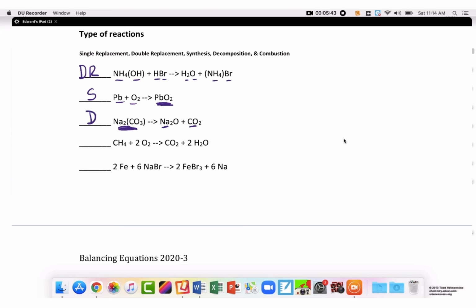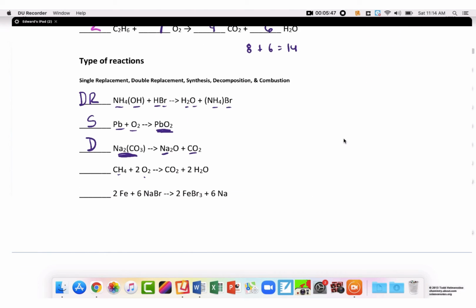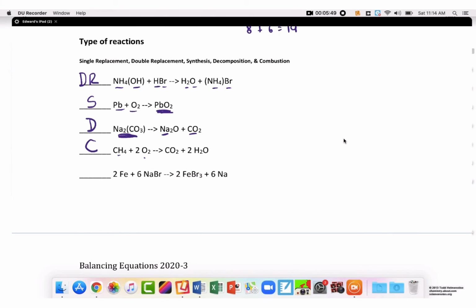We have one thing breaking apart into two. That's a decomposition. We have CH's. Look at that. That's combustion. And then we have a single cutting in, replacing one of the couple, and that's a single replacement. All right? You just have to memorize those. Look back at those notes on the dance thing. Watch that video if you're not sure what I'm doing.